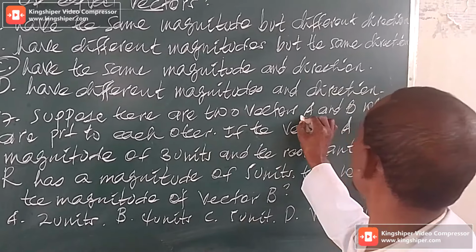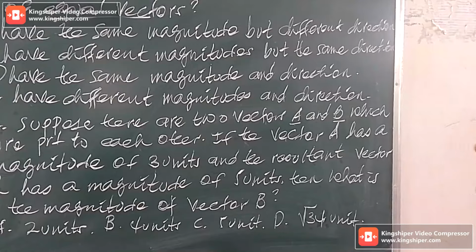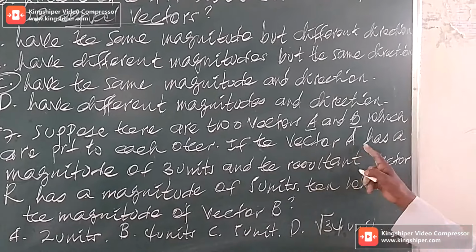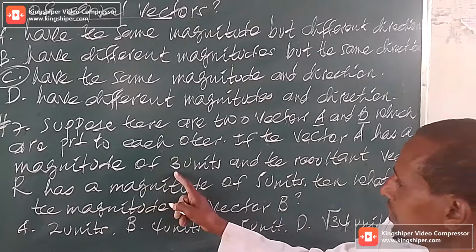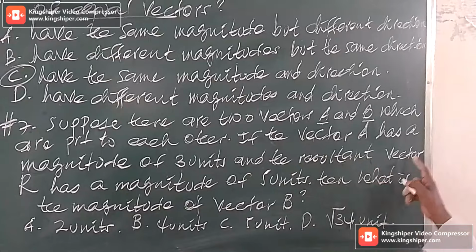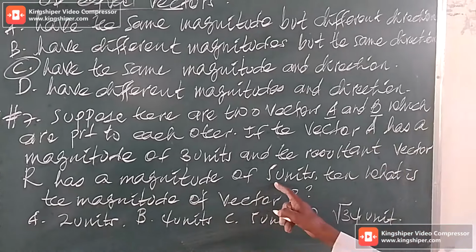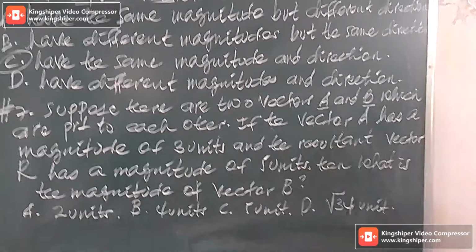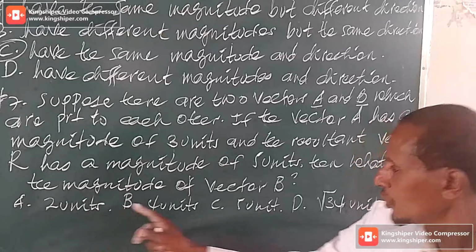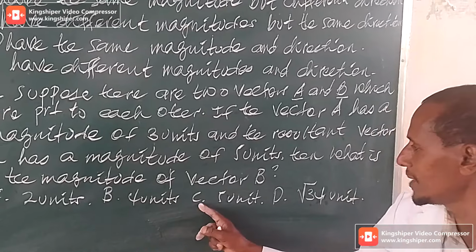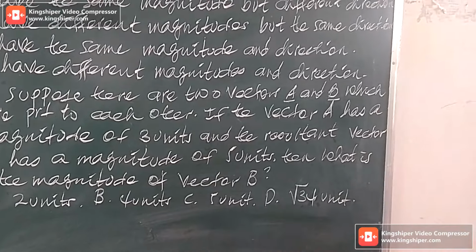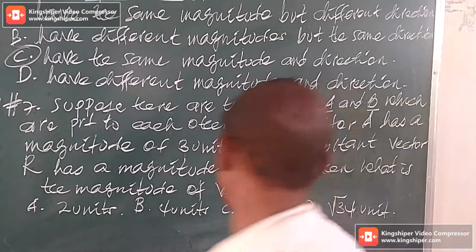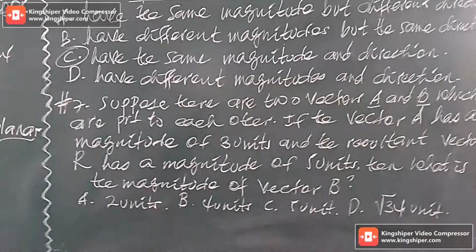Those vectors are vector A and vector B, which are perpendicular to each other. If the vector A has magnitude of 3 units and the resultant vector R has magnitude of 5 units, then what is the magnitude of vector B? Choice A, 2 units. Choice B, 4 units. Choice C, 5 units. Choice D, 34 units. Before answering, we have to calculate.